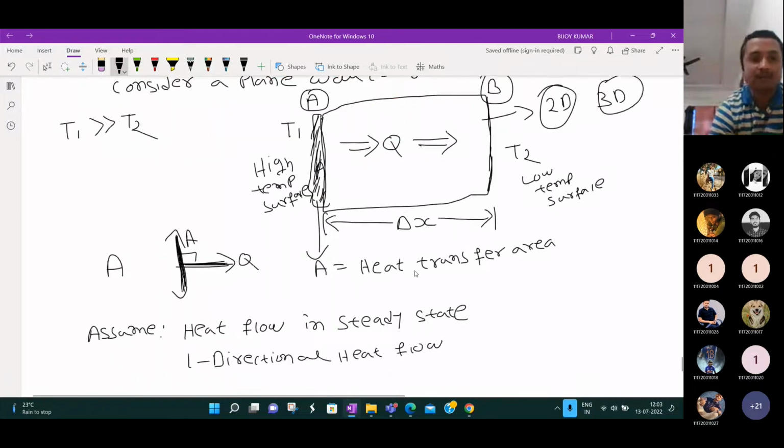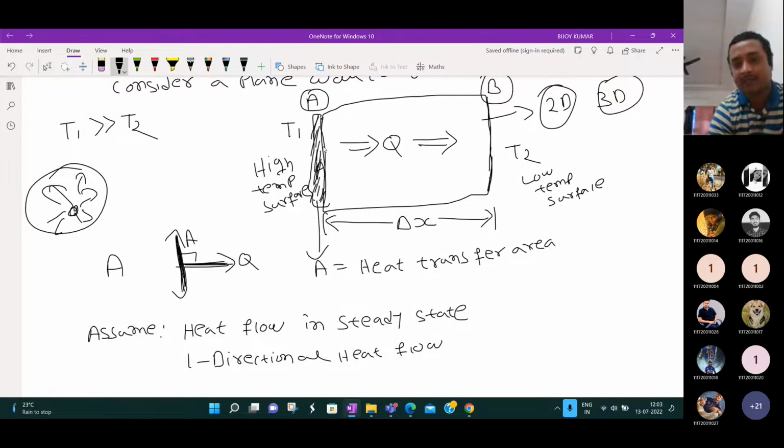As you know, if you heat something here, the heat will go in all directions. But for our derivation, we assume that the heat only travels through this direction. All other directions are adiabatic in nature. So heat will only travel in this direction, from temperature T1 to temperature T2. In reality, heat will travel in all directions if a heat source is there, but we assume that all this area is adiabatic and heat is transferring through one direction only.